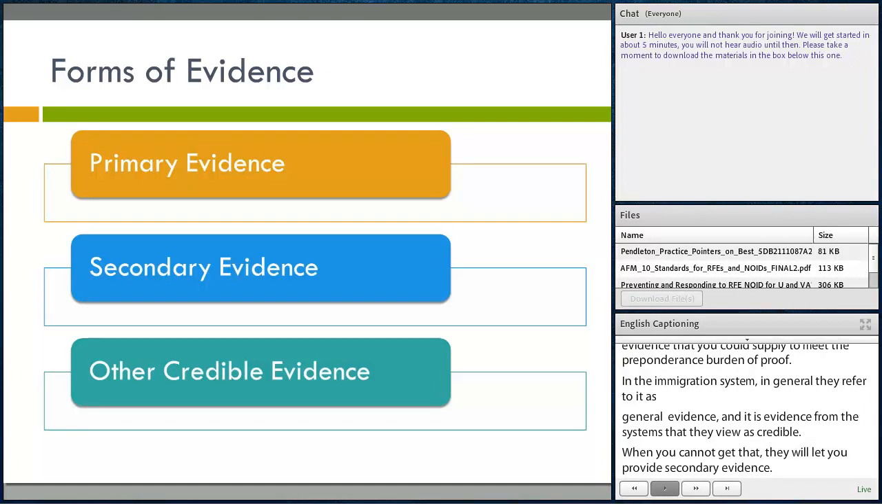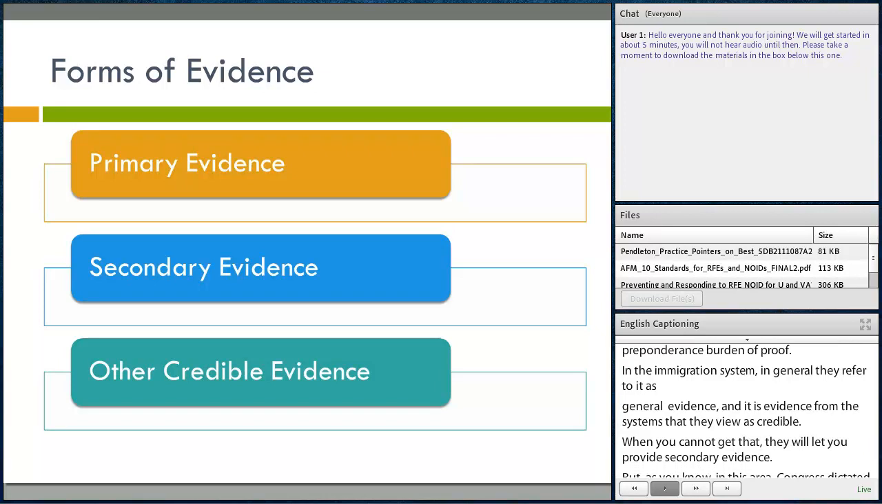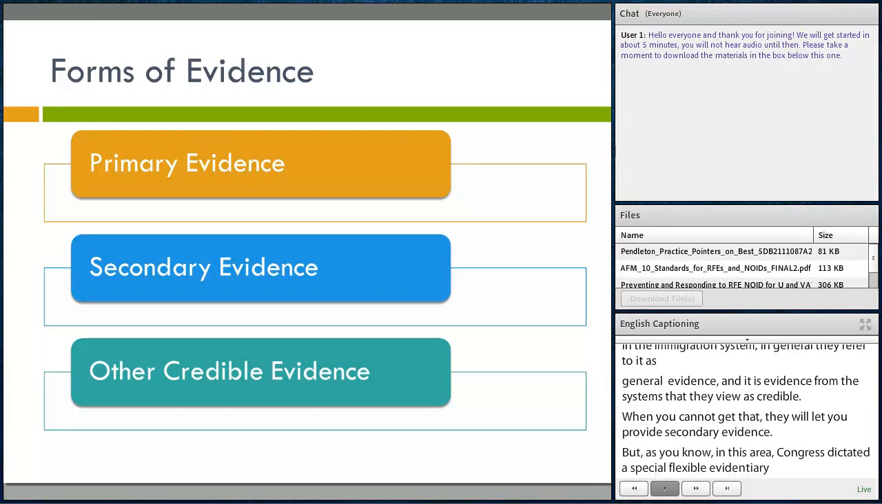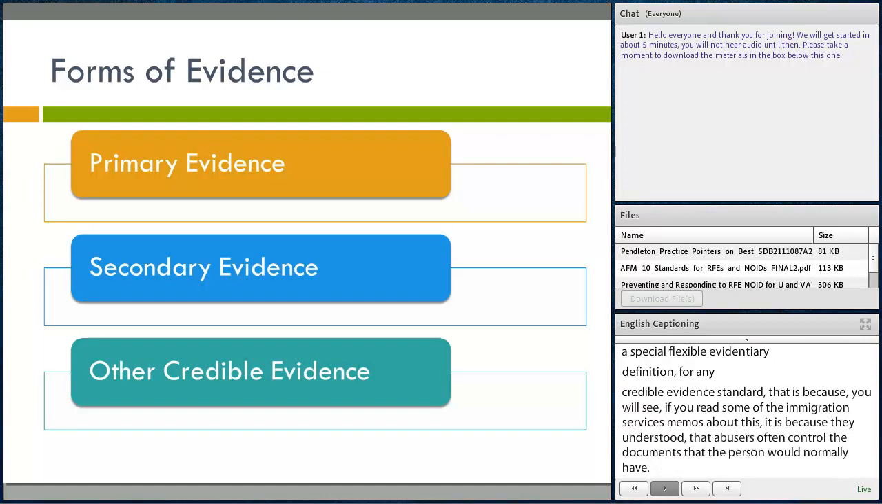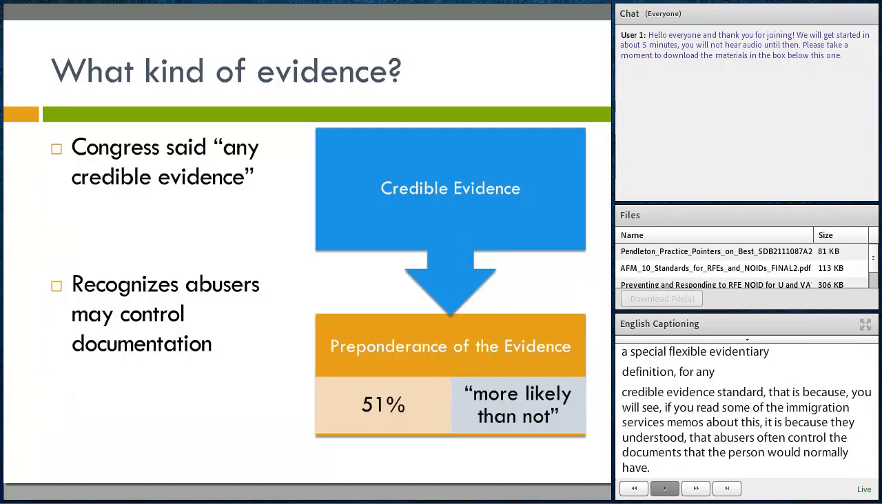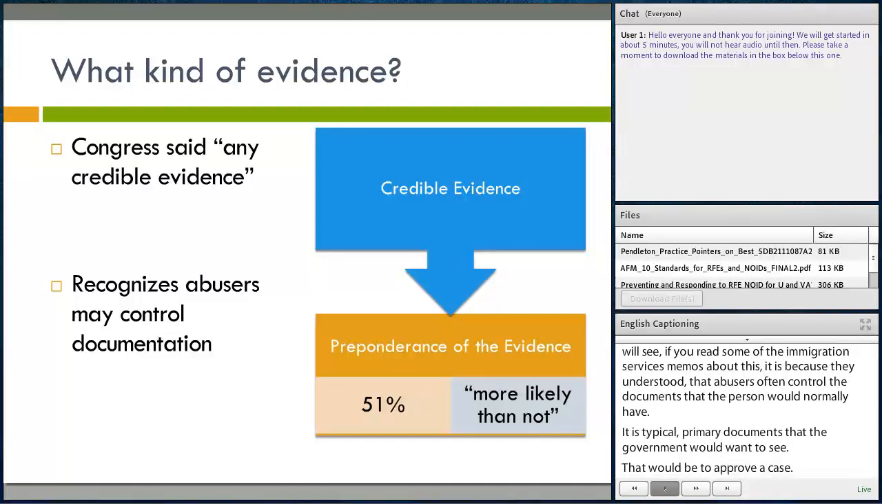That's because, as you'll see if you read some of the Immigration Services memos about this, they understood that abusers often control the documents that a person would normally have, which are the typical primary evidence documents that the government would want to see in order to approve a case. I just covered this, so I'm going to come back to this later.